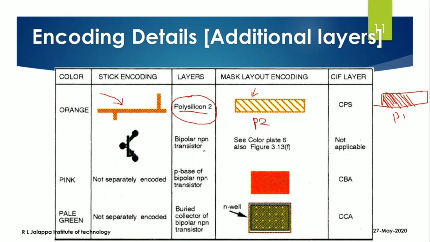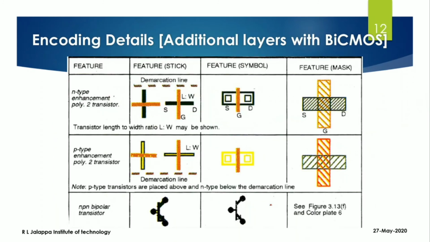That's all. Next is bipolar NPN transistor. In bipolar NPN transistor, you don't have any special encoding except you write it as a stick diagram here, and only thing you will be showing the arrows. If it is NPN, it will be moving away. If it is PNP, it will be moving inwards. You don't have any special layout here. Buried collector, you have seen this in the previous class. The buried collector looks like this. And this is about the encoding layers with additional layers.